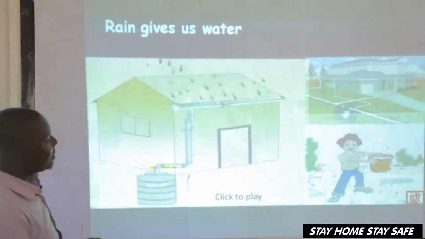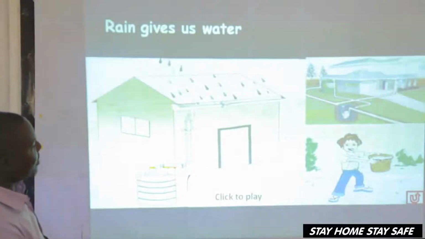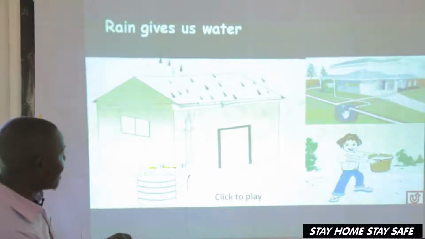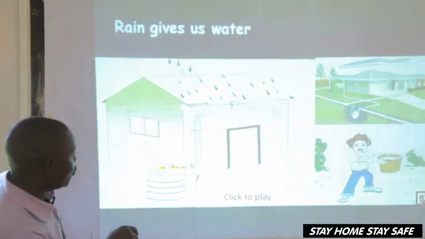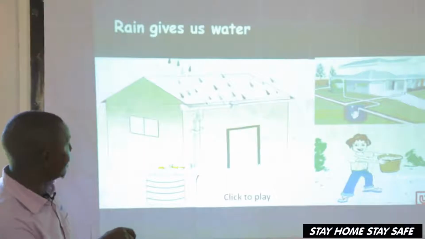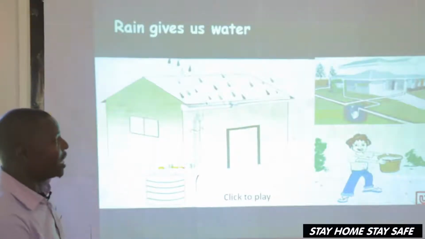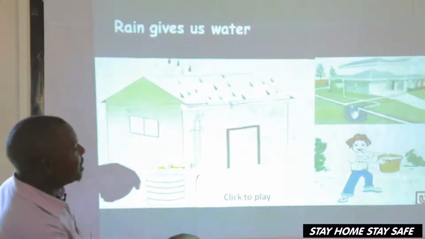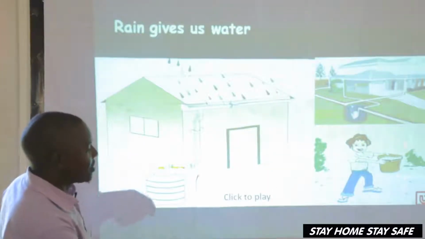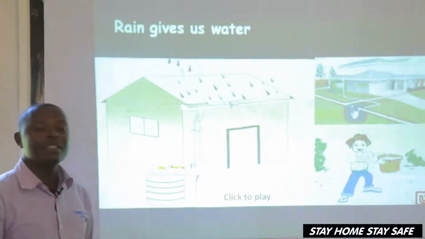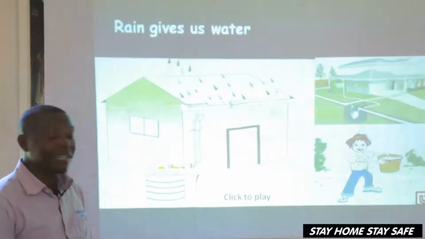Yeah, the rain gives us water. We have discussed it. We can use gutters. Gutters are found on houses. You can look at them. They are used to harvest rainwater. Then we can have a tank which collects that water. The same applies to this house. You can see this boy is trying to harvest rainwater using his bucket.